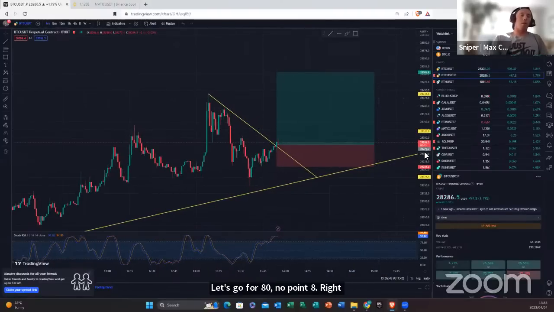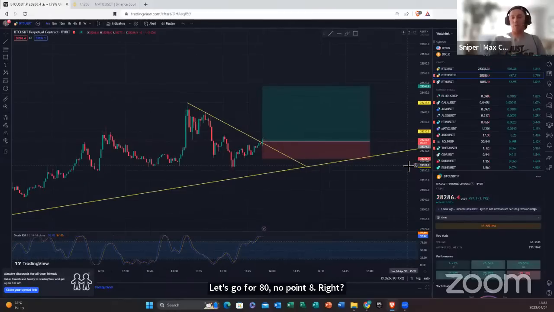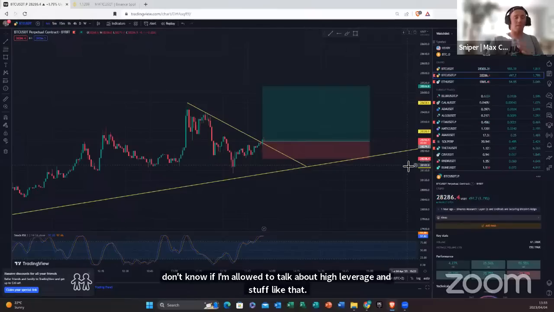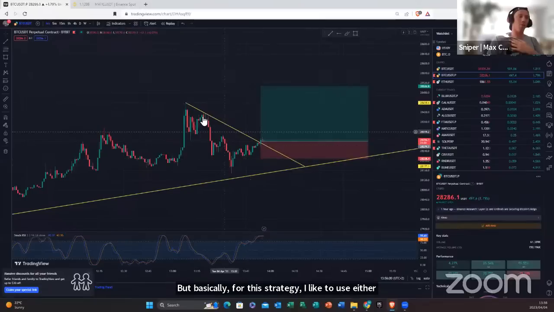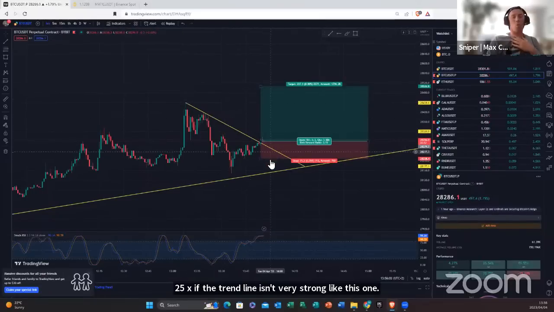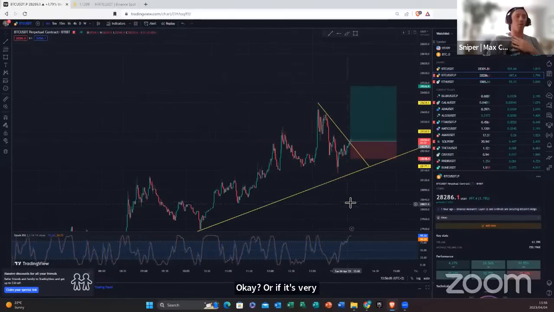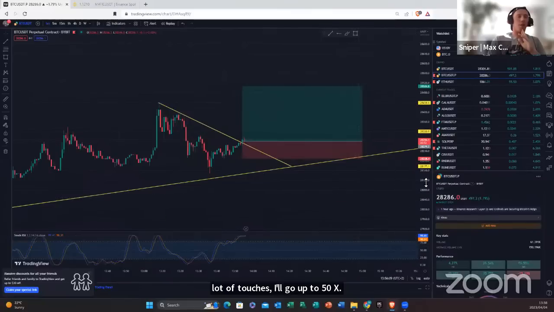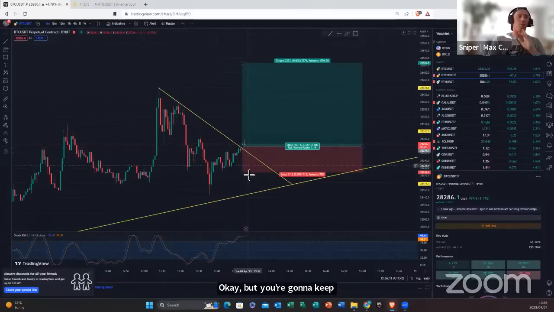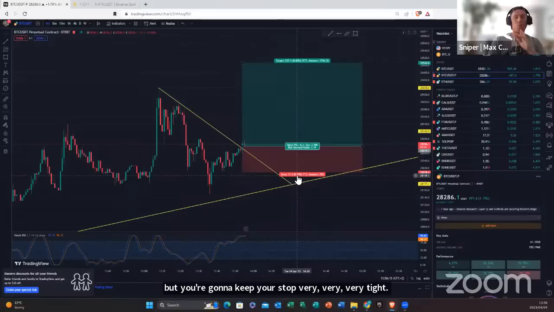I don't know if I'm allowed to talk about high leverage and stuff like that, but for this strategy, I like to use either 25x if the trend line isn't very strong, like this one. Or if it's a very nice trend line and you've got a lot of touches, I'll go up to 50x. But you're going to keep your stop very, very tight. And already 0.25% is over 10% of your position size. So you've got to be very careful when you're doing this.